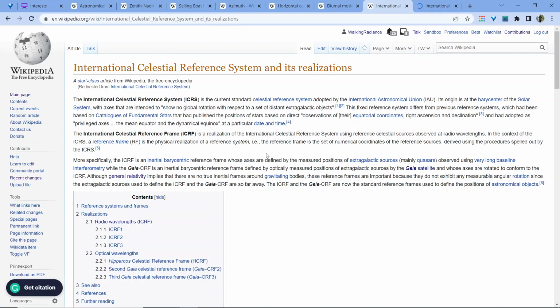The International Celestial Reference System, ICRS, is the current standard celestial reference system adopted by the International Astronomical Union. Its origin is at the center of the solar system with axes that are intended to show no global rotation with respect to a set of distant extragalactic objects.